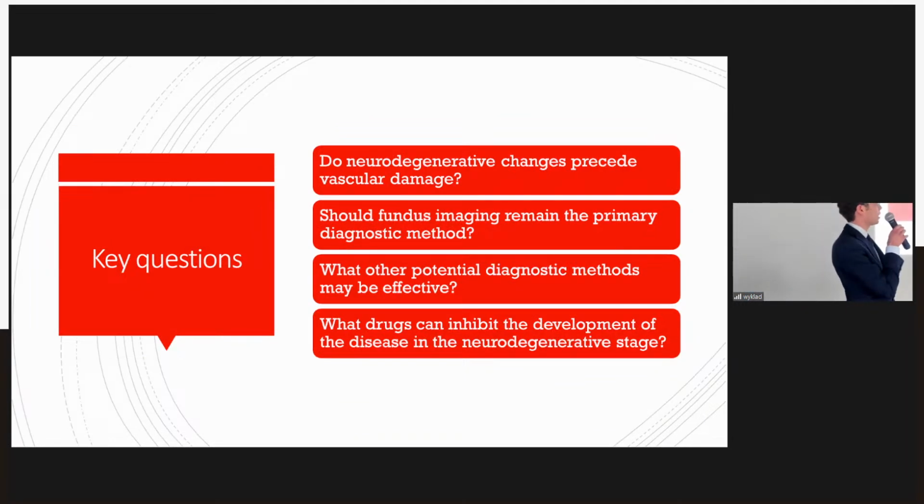So with those new discoveries, new questions are raised. For example, is it really true that neurodegenerative processes are first? And if so, should we still use, for example, fundus imaging as the primary detecting method of diabetic retinopathy? Because even the smallest disruptions in blood vessels of eye fundus may in fact be a sign of advanced disease.